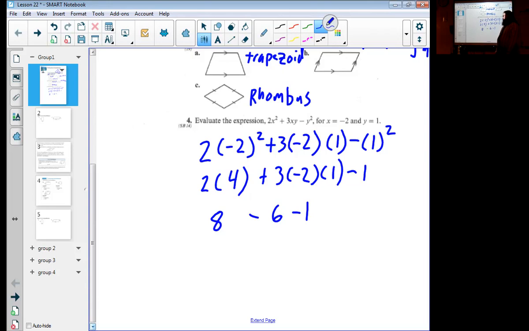We have 8 minus 6, which is 2, because the positive 8 is bigger than the 6. So we take the positive and 8 minus 6 is 2. Then we have positive 2 minus 1. The signs are different, so we subtract and keep the sign of the bigger number. The bigger number is the positive 2. 2 minus 1 is 1.